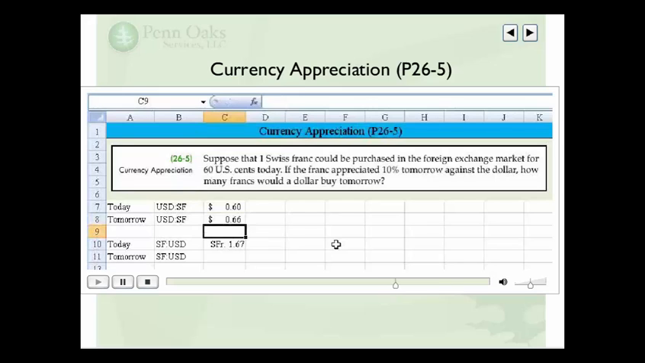And what we determined is if the franc appreciated 10% against the dollar, then a Swiss franc would now cost us 66 cents.